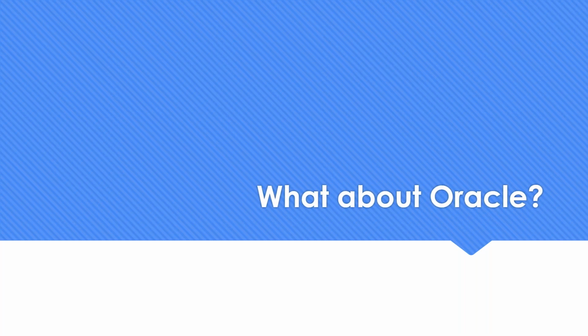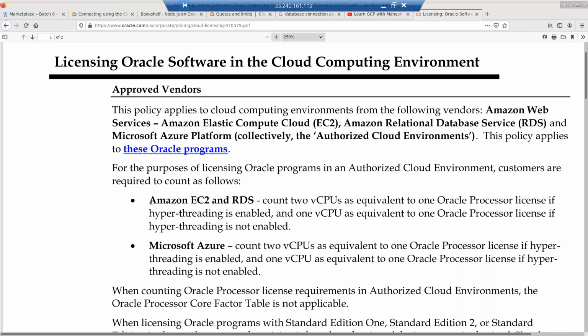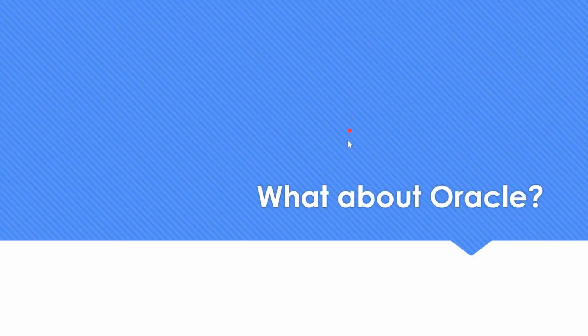One possible reason is the way the licensing works in Oracle: two vCPUs are equivalent to one Oracle processor license if hyperthreading is enabled. It could be because of this, or maybe Google is not even thinking of having support for various reasons. I'm not sure, but it is not there. Then what are the workaround options?